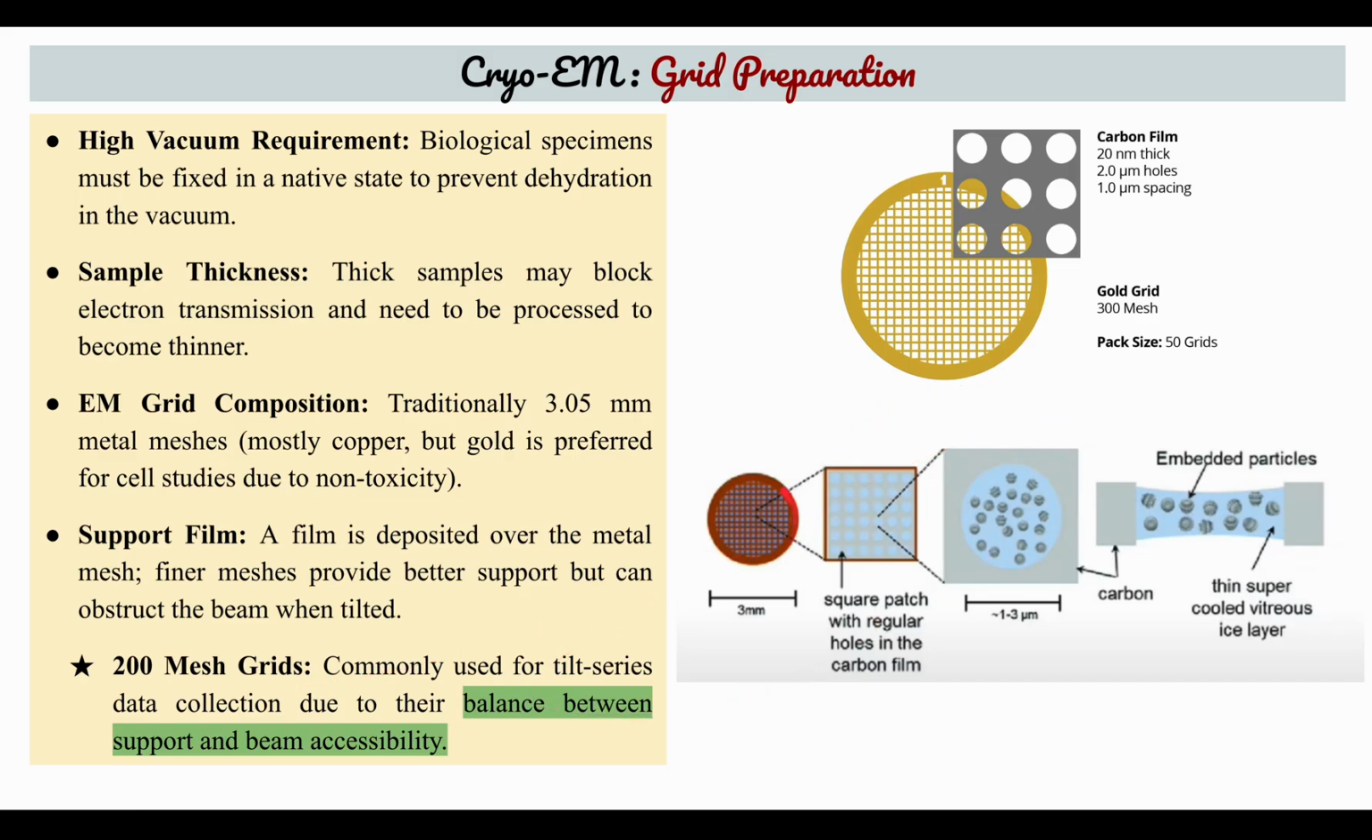So this represents the grid, and in that grid we have a square patch with regular holes in the carbon film. We place this carbon film onto this grid, and it will hold the samples. These are the embedded particles, and the electron beam will pass through these embedded particles and further visualizations will be done. So this is all about the grid preparation.